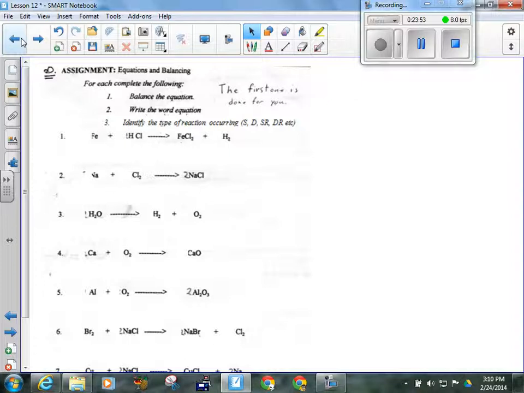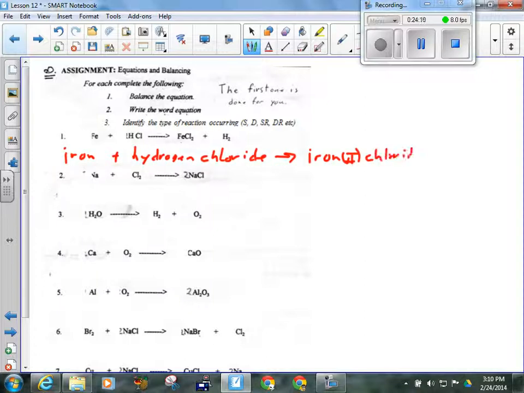So if you're looking at number 1 here, it'll look something like this. You got iron plus hydrogen chloride gives iron 2 chloride plus hydrogen. And then to balance that out, you need a 2 there, and then everything else is fine as a 1. And it is a single replacement reaction.